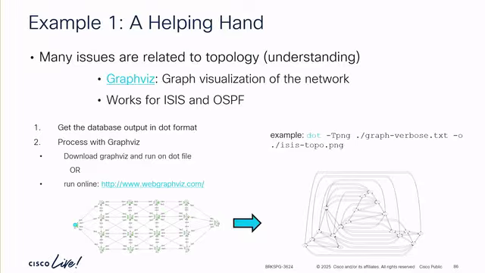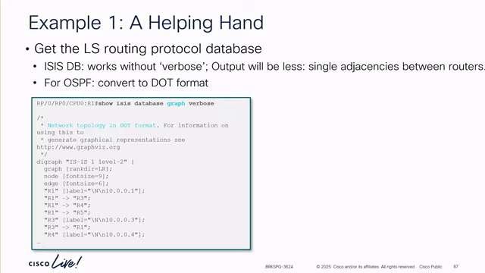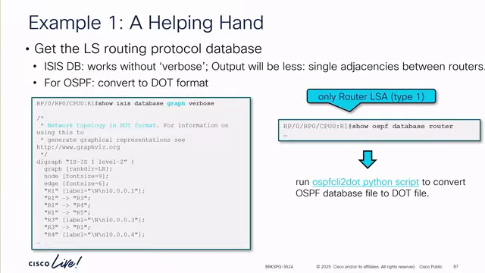So that's the procedure. What you need to do is, in ISIS, you just do show ISIS database graph for both. And that's the command that people don't know. That gives you the dot file. You put it on that website, or you create a script, or you download a Python script somewhere, and it will give you the graph. Pretty simple and effective.